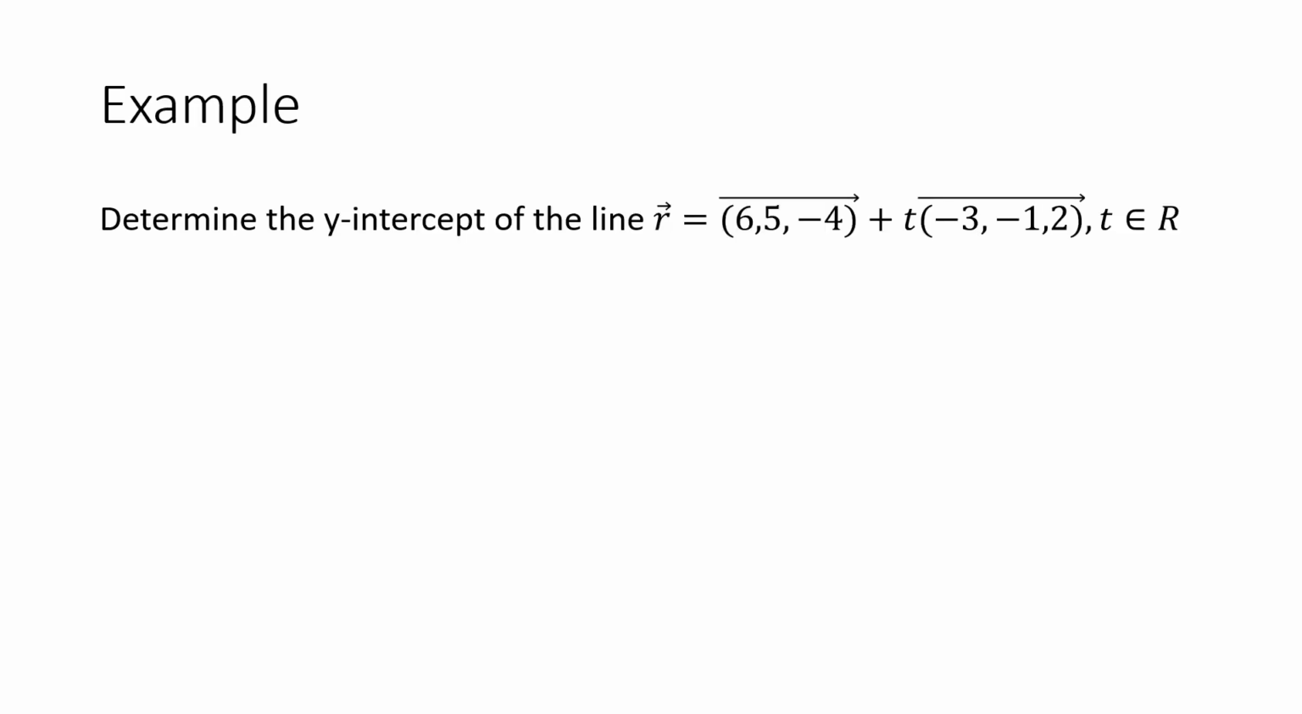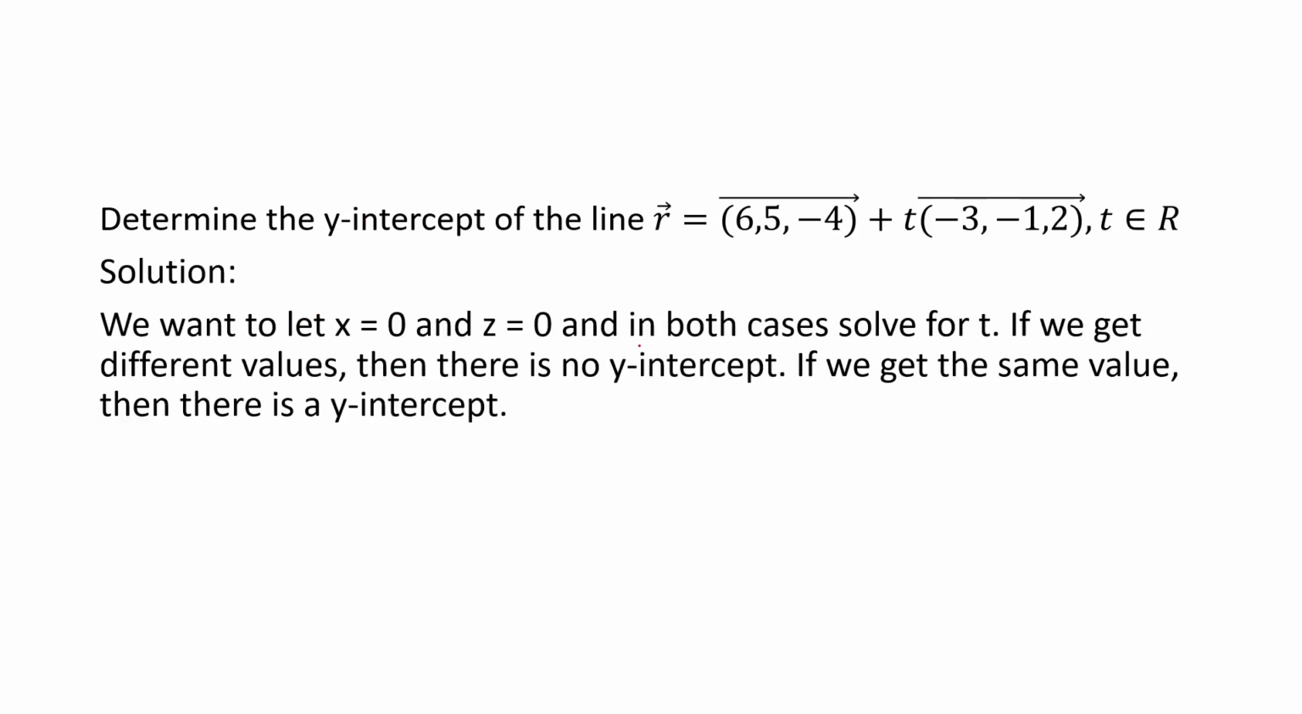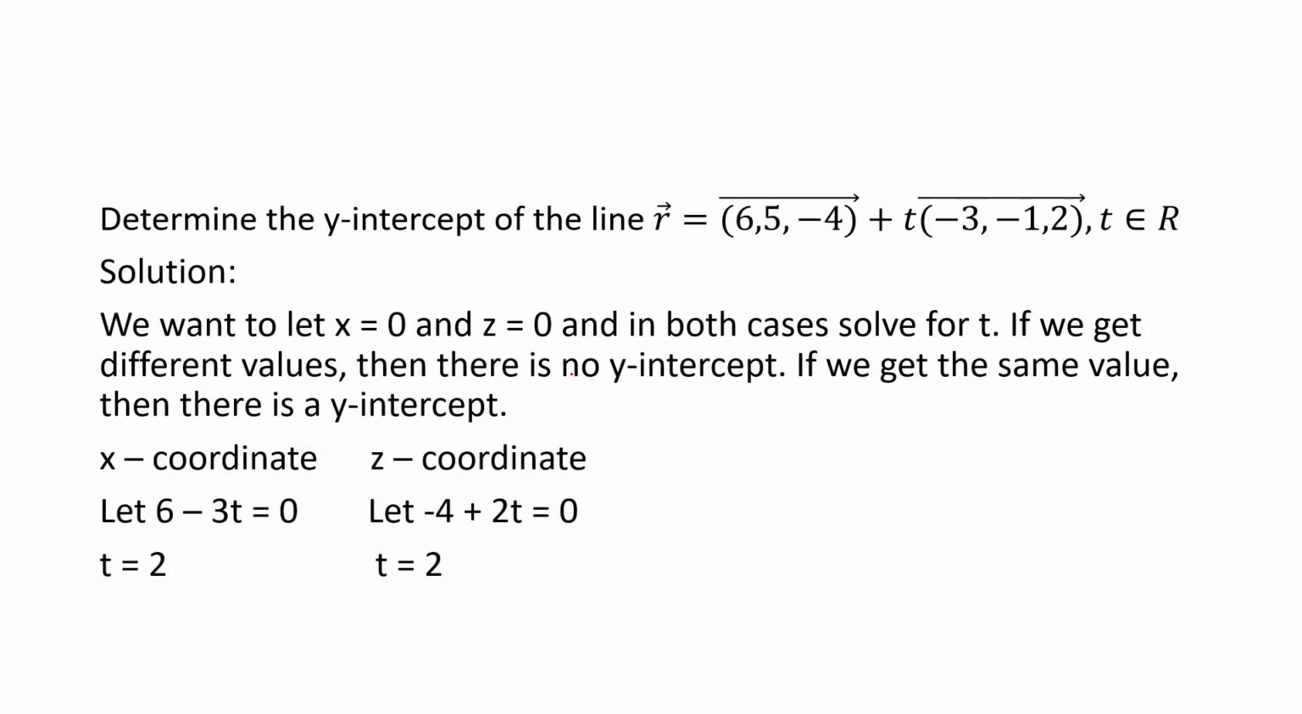Now, this question asks us to determine the y-intercept of the line shown. The way the question is worded, it has a certain degree of confidence that there is, in fact, a y-intercept. So we can probably assume that there will be, and we'll get the same value of t, letting x equal 0 and z equal 0, and then we'll plug that in for y. But again, just like in the last question, if you have a y-intercept, then that means at that point x equals 0 and z equals 0. So that'll be our strategy. We want to let x equal 0 and z equal 0, and in both cases solve for t. If we get different values, there's no y-intercept. If we get the same value, there is a y-intercept.